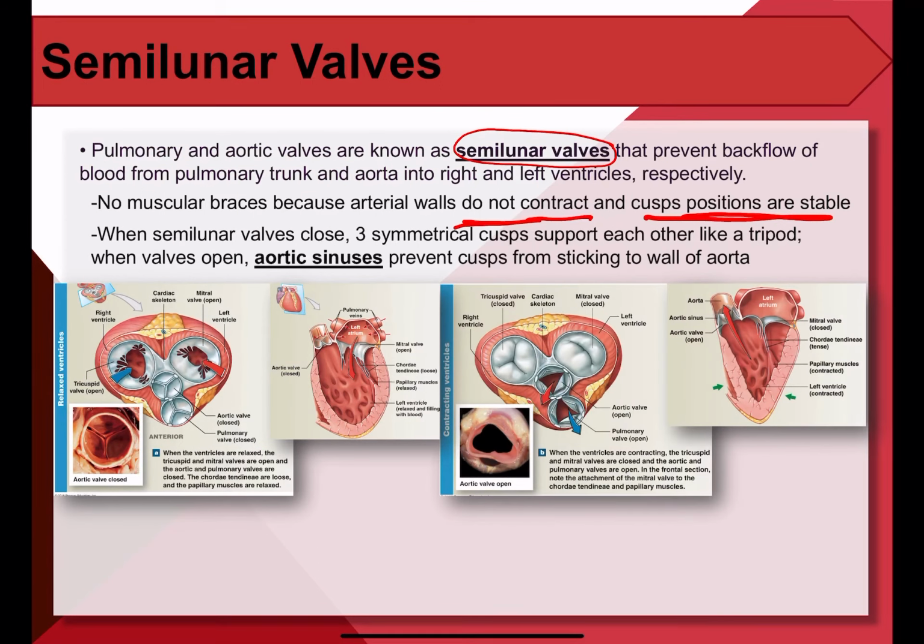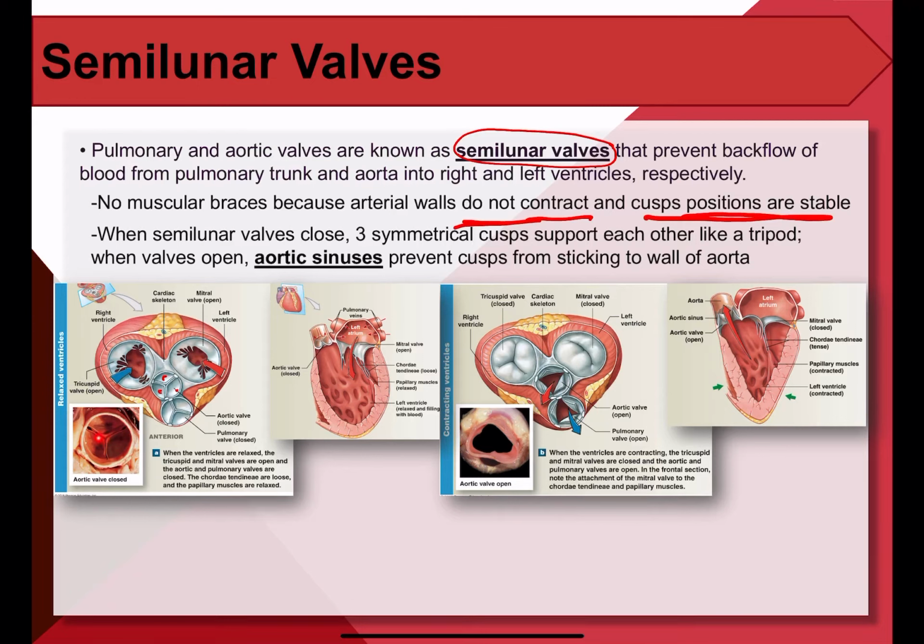So when the semilunar valves close, you see these three right here? Those are the three cusps of the semilunar valve. This is the aortic valve, this is the pulmonary valve. When they close, they support each other like a little tripod, and this is an actual image of an aortic valve from a real person.